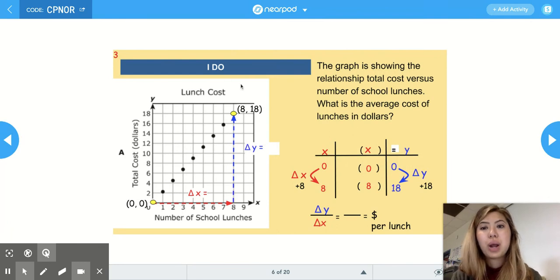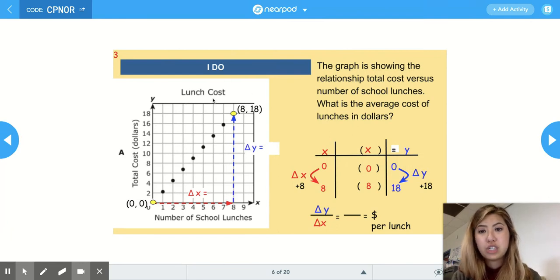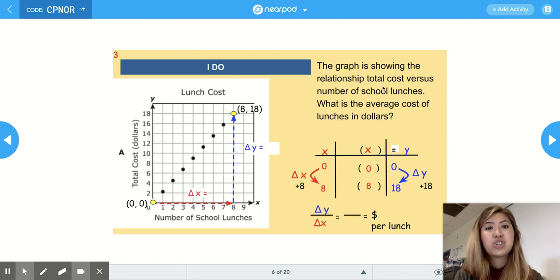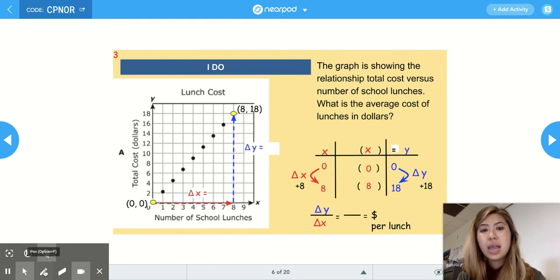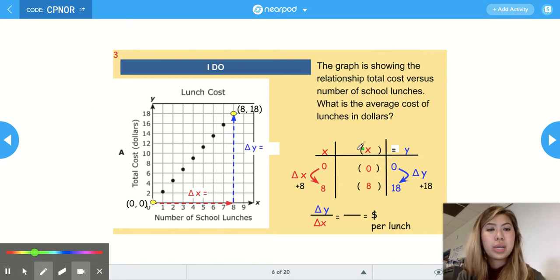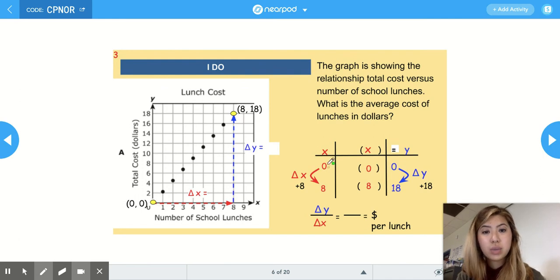So for this first I-do problem, we're given this graph right here, which is the lunch cost. And so we're given the total cost and the number of school lunches. So it reads, the graph is showing the relationship of the total cost versus the number of school lunches. What is the average cost of lunches in dollars? So what we're going to do is pick out some points here. So we have 0, 0, and then we have 8, 18 represented by those yellow dots. And we're going to fill out our 3-column chart process. So we have the 0, 0, and 8, 18.